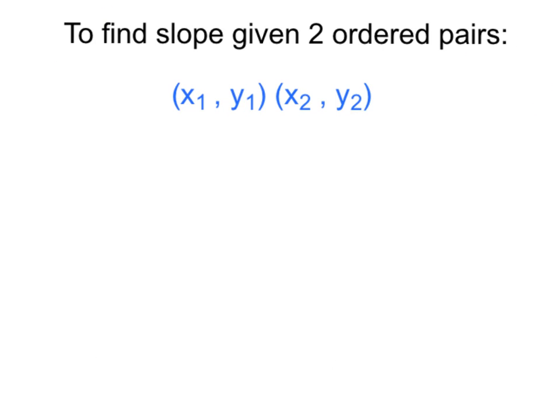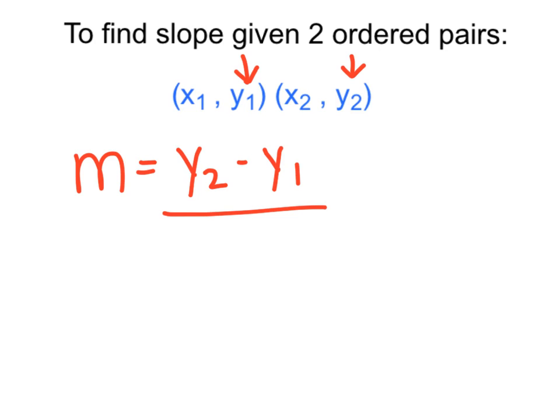The other way you can find slope is when you're given two ordered pairs. In this case, we would rename the ordered pairs x1 and y1, x2 and y2, and then we're going to use this formula to find the slope. M stands for slope in algebra, and is equal to y2 minus y1, so we're going to subtract this number minus this number on the top, and then on the bottom we're going to do x2 minus x1. So this x minus this x.